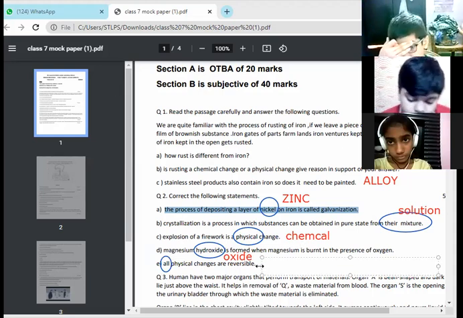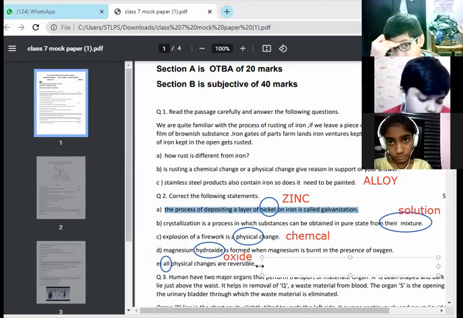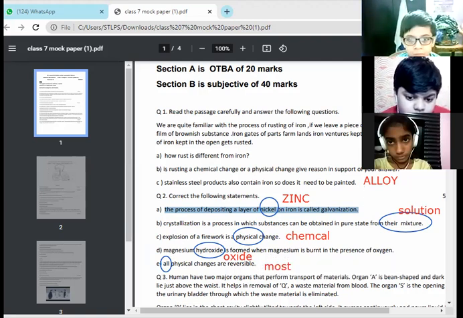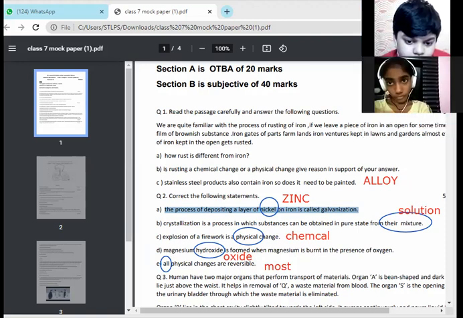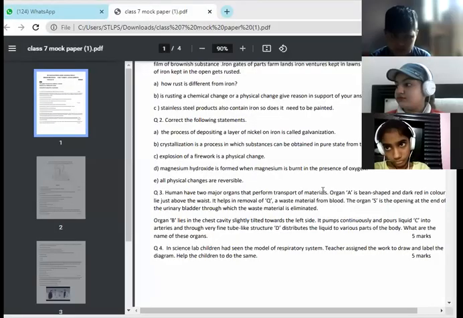All physical changes are reversible. Can we say all? No, ma'am, some are chemical changes. So we can say here, instead of all, most of the physical changes are reversible. Okay. Ma'am, organ A. Question organ A is lungs.